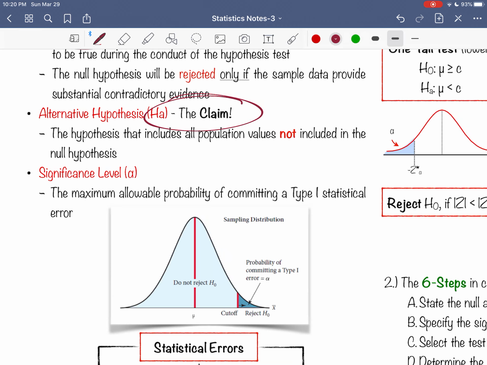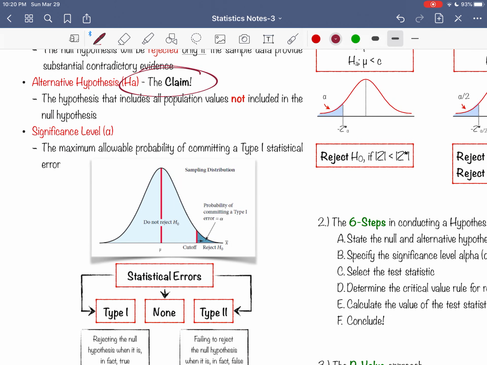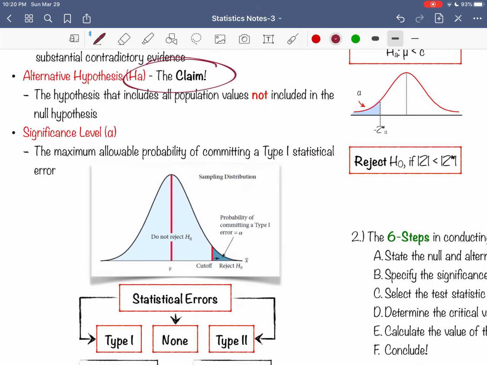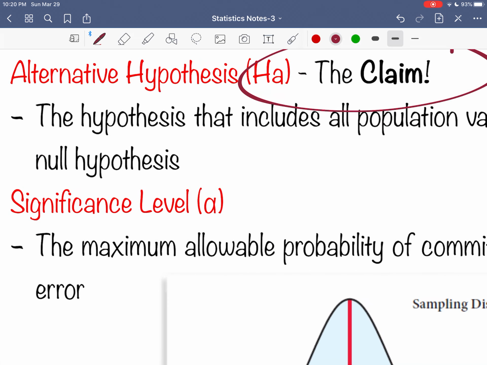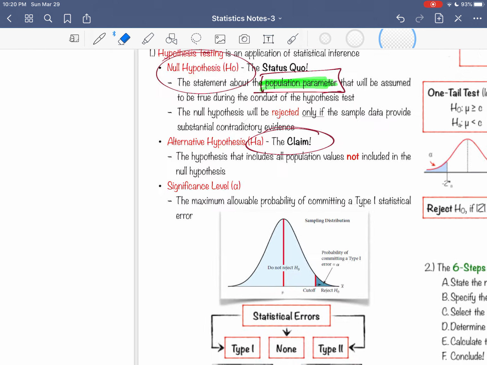Then we talk about significance levels, and we've talked about those many times in chapters 7 and 8. So there are three types of significance levels that we discuss usually in statistical analysis. Alpha, we usually do the 90%, the 95%, and the 99% confidence level or significance levels. We can take any significance levels, but these are the three that are most prevalent.